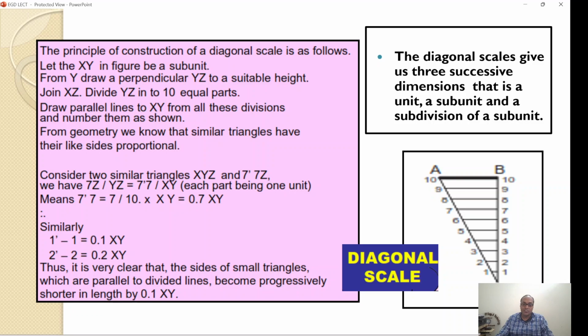Okay, the diagonal scale is based on the principle of similar triangles. We all know what the principle of similar triangles is. If you consider the triangle ABC and any other triangle, for example 2-2C, 3-3C, these are all similar triangles. By using any two similar triangles we can find out the distance. Okay, how the horizontal distance is getting reduced.